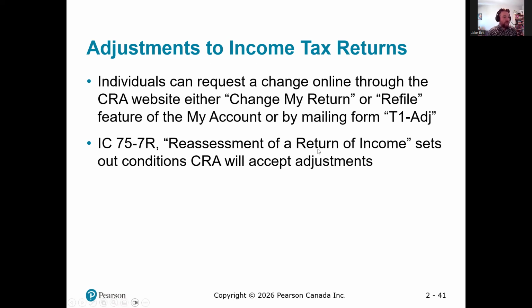So reassessment of a return of income sets out conditions CRA will accept adjustments. CRA is usually pretty welcoming of adjustments, especially if you're able to file that adjustment, like, I file my return in February. If I'm able to file an adjustment before April 30th, it's usually not a problem, as long as I'm not using those adjustments to save money, right?